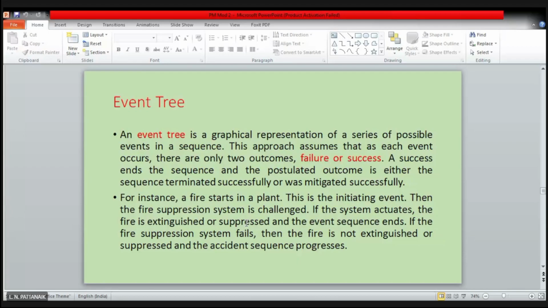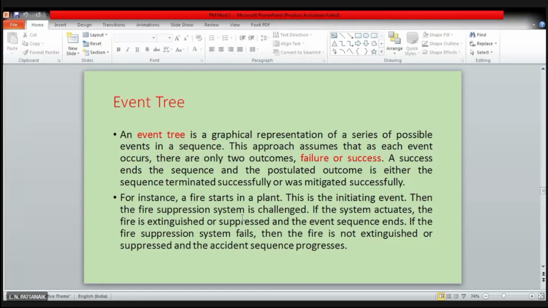You can use probability in that also, but the sum of the probabilities would become 1 because there are only two options. A success ends the sequence, and the postulated outcome is either that the sequence terminated successfully or was mitigated successfully. So somewhere you will stop. If it addresses the problem completely, you can stop there. If not, you can go on and on as long as the problem is completely solved.